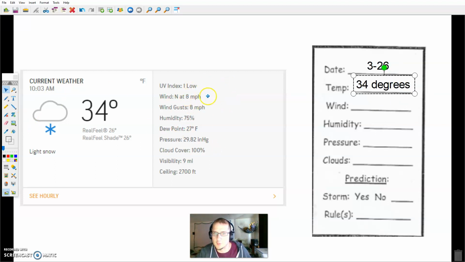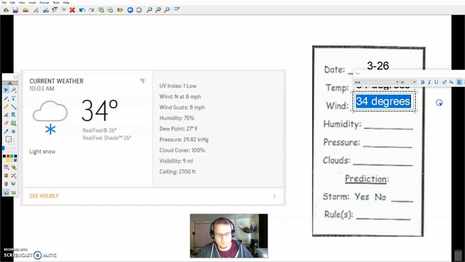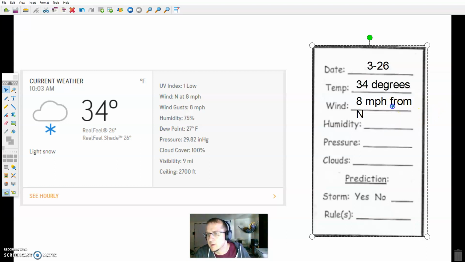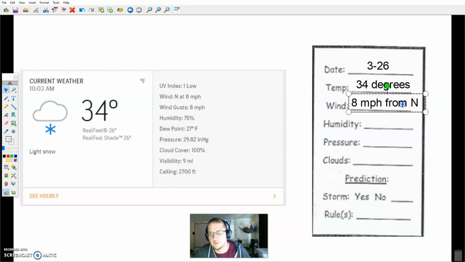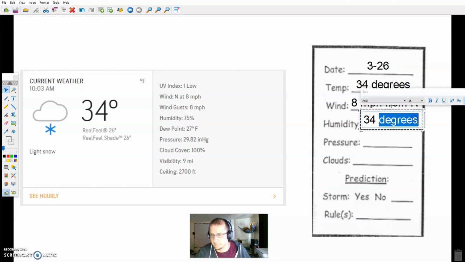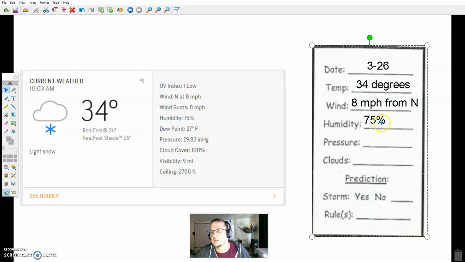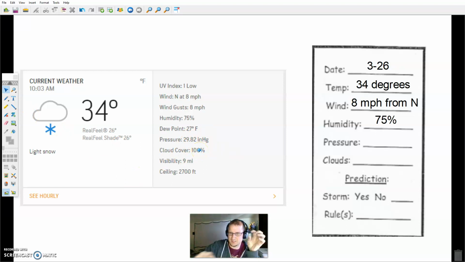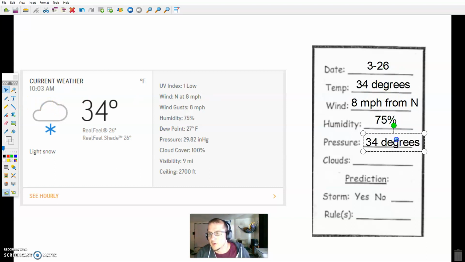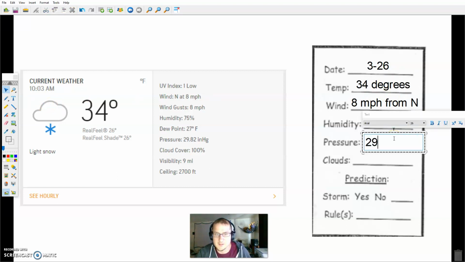Now the wind, remember, was 8 miles per hour from the north. I want to record both of those, so 8 miles per hour from north, because the north tells us that it's bringing in those colder temperatures. Humidity, 75%. The air pressure, 29.82. Now this is like inches per pound pressure something or other. Don't worry about the unit so much as the number. So our air pressure is 29.82.